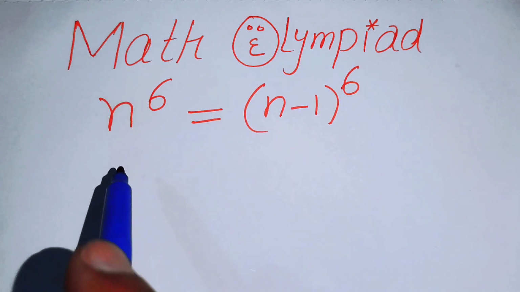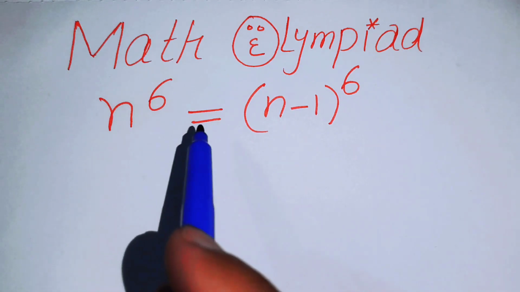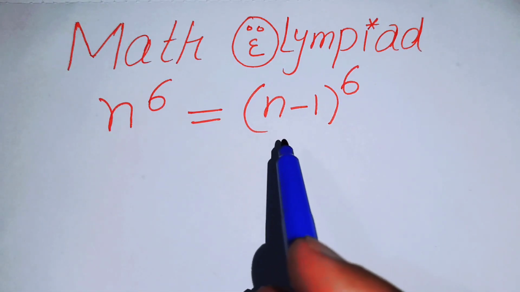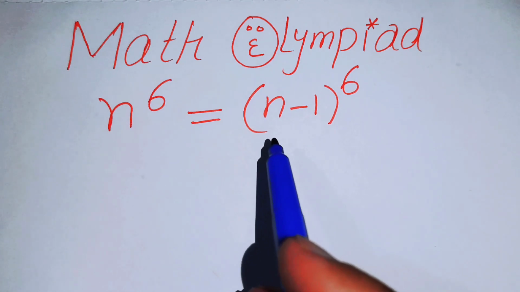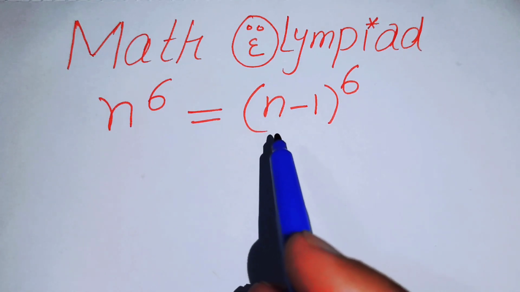In this video we are going to solve this nice algebra problem, and here we have n to the power of 6 is equal to (n minus 1) to the power of 6, and we will solve this problem for the value of n, or we can find all the roots of this equation.